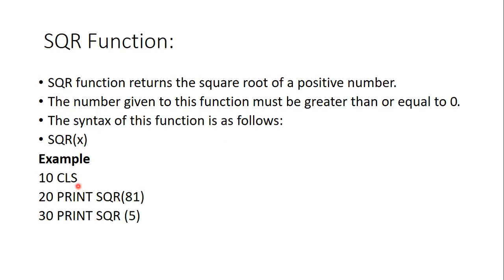CLS is again a clear screen command. Line number 20 is a print command along with the use of the SQR function. Here 81 is passed in this function. So the square root of 81 would be 9. That would be printed on the screen. Line number 30 is again a SQR function statement along with the print statement. Now 5 is given. So its square root, 2.2 or something, will be printed as a result of this SQR function. Clear?